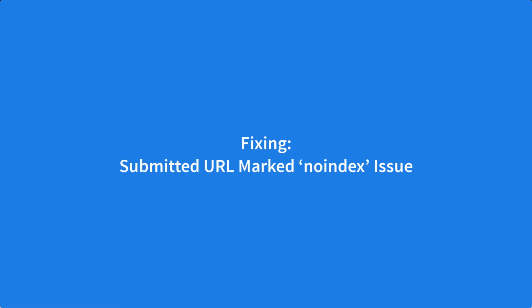Fixing a submitted URL marked no index. This issue is similar to the previous issue. You have submitted a URL in your sitemap, but you have marked the URL as no index either in the meta tag or HTTP header. View the source code of the page and do a search or Control F for no index. This should locate where the issue is on the page. If you use the Yoast SEO plugin in WordPress, you can control this setting under the Advanced tab.